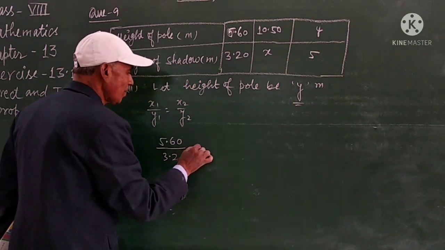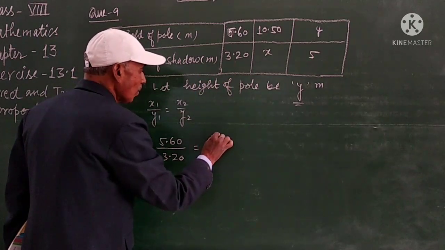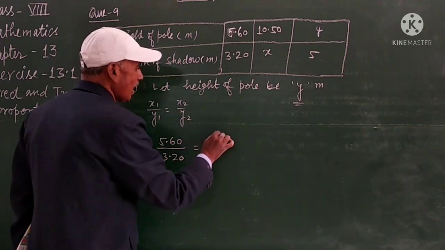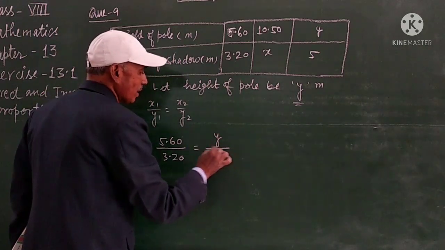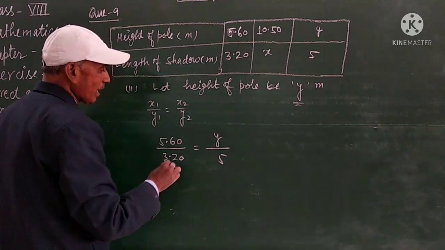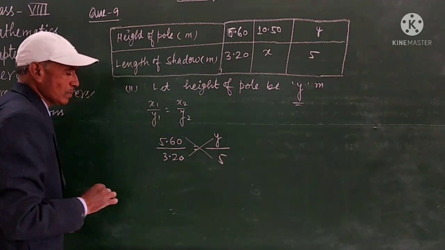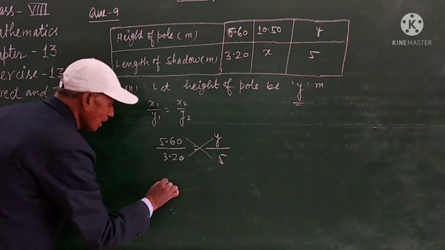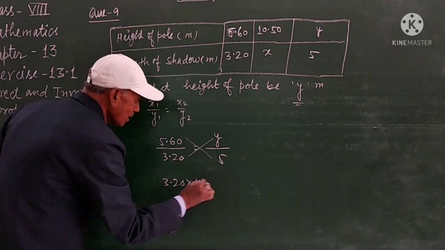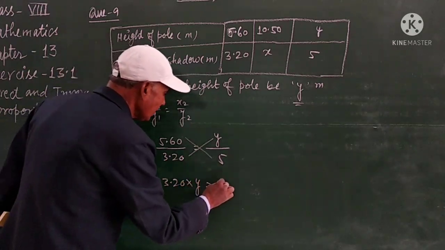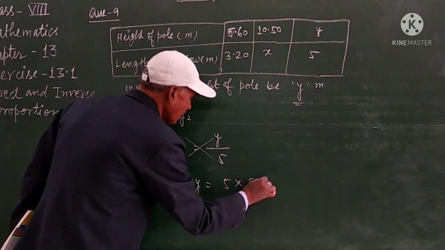Now we have to assume x2, y2. Clear, student? In place of x2 we have assumed y, and this one is 5. Now cross multiplication, student. So 3.20 into y is equal to 5 into 5.60.